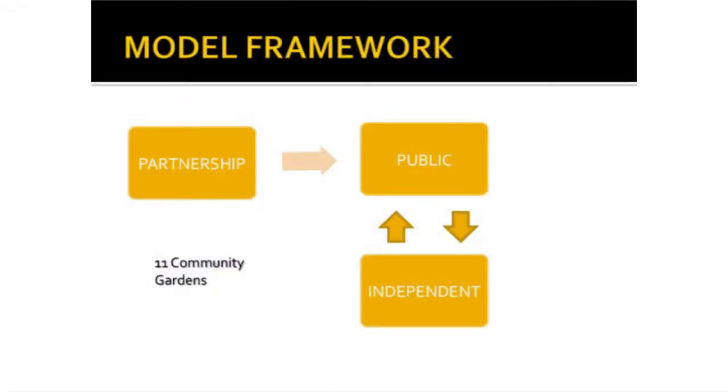Council has around 11 community gardens, with several more on the way, and each of these gardens can fall into one of these models that the guidelines describe. For the purposes of the talk, I'll refer to these models as the partnership model, the public model, and the independent model.